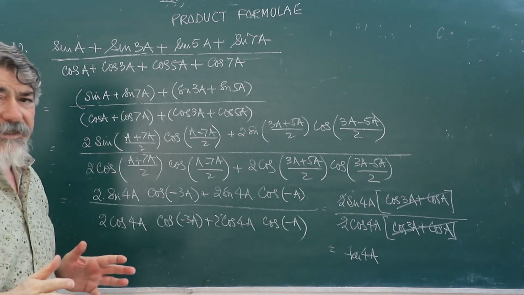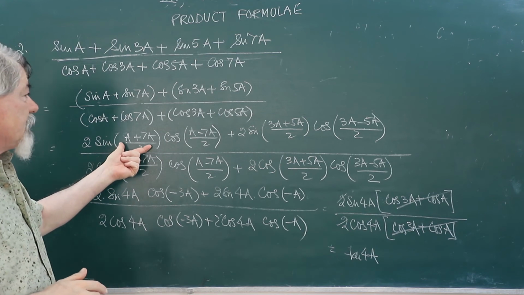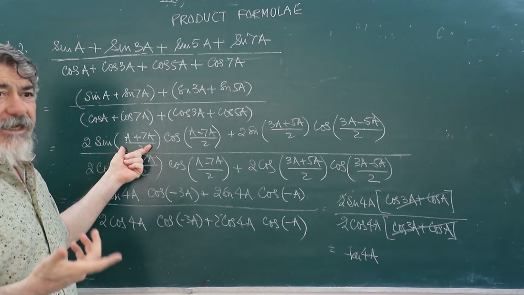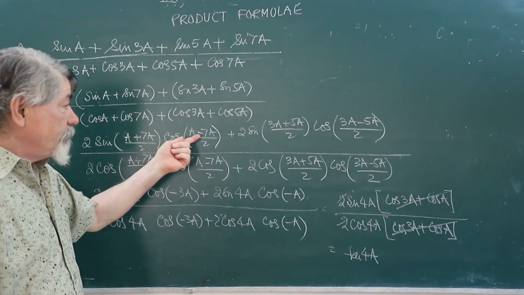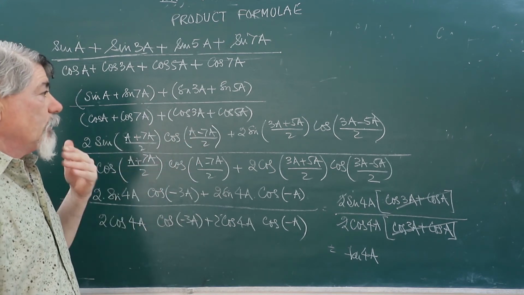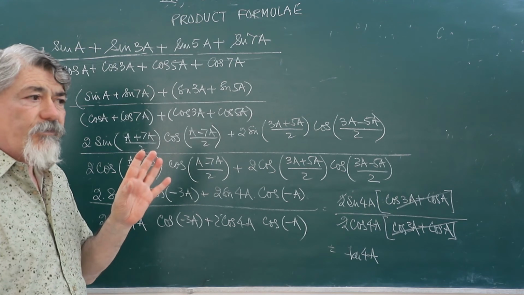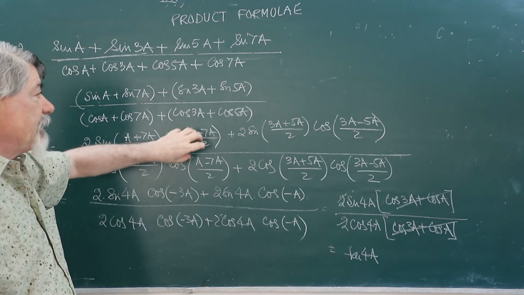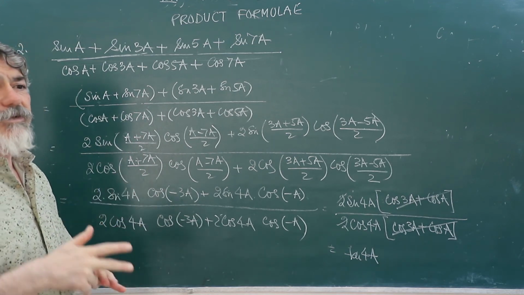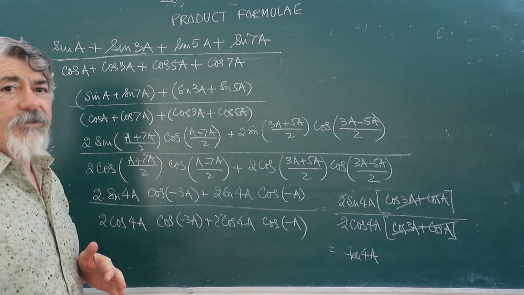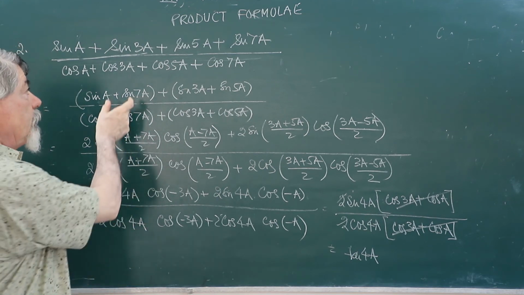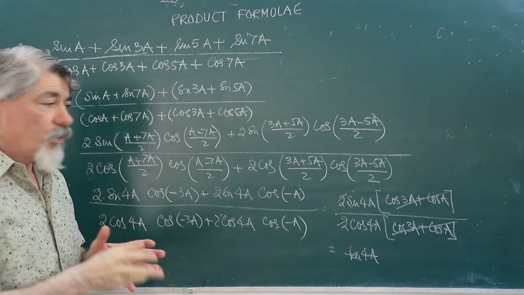And why it is not going to make a difference, please understand. Because in the sign it is plus, whether you write A plus 7A or 7A plus A, you will get the same. In this I get minus 6A upon 2, I will get minus 3A. Cos minus theta is always cos theta. So even if a negative sign is coming inside the cos term, it does not matter, because cos minus theta falls in the fourth quadrant, and it is going to be positive. Cos minus theta is cos theta. That is why I am not bothered about changing the order.